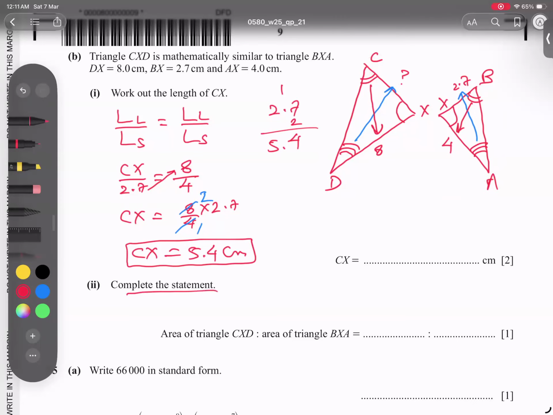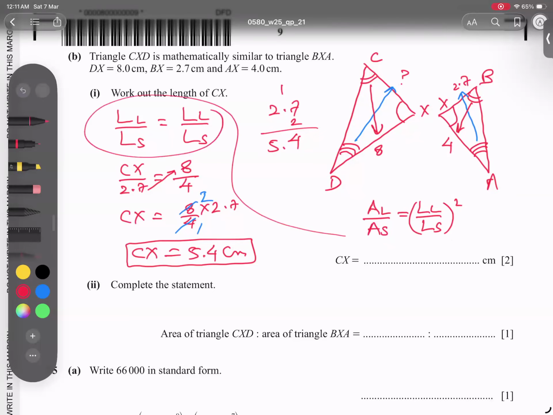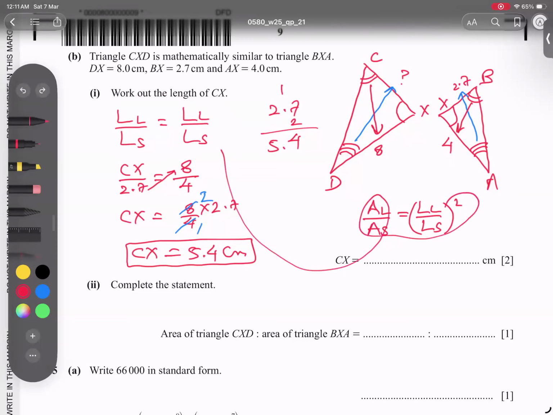Complete statement, he's saying, again, it will help here. Area of this triangle CXD is a bigger triangle. This is a smaller triangle. Same criteria. Area of the larger by area of the small equals length of the large by length of small, and put here square. In case of area, put square. In case of volume, if we have a 3D figure, we must put power 3. But in case of length, no squaring and no cubing. In case of area, power 2. In the case of volume, power 3.